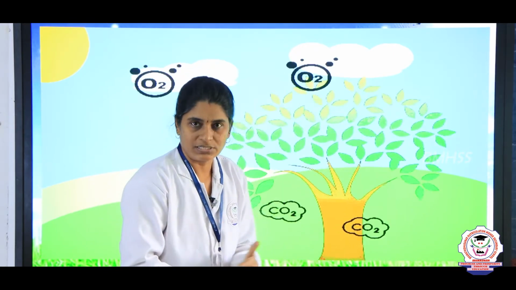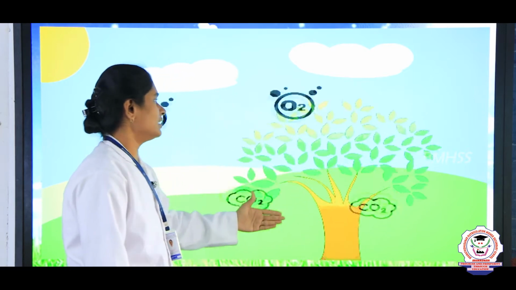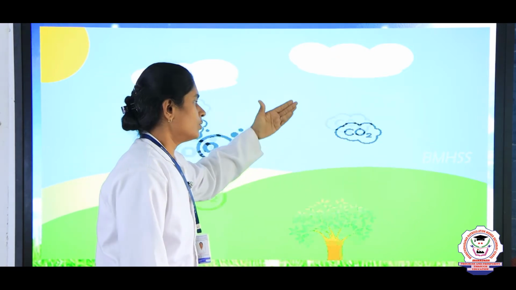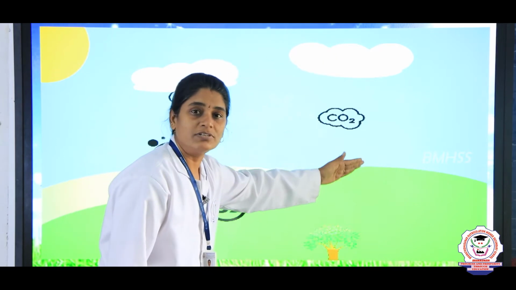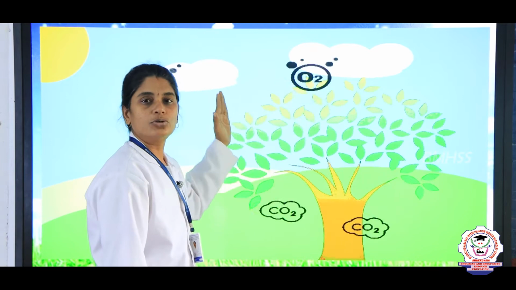We can say during the daytime they take in the carbon dioxide and they give out the oxygen, but this does not come under respiration, which is known as photosynthesis. So here we can see during the daytime, the leaves take in the carbon dioxide which is present in the air and they give out oxygen. This is known as photosynthesis, whereas respiration is different.